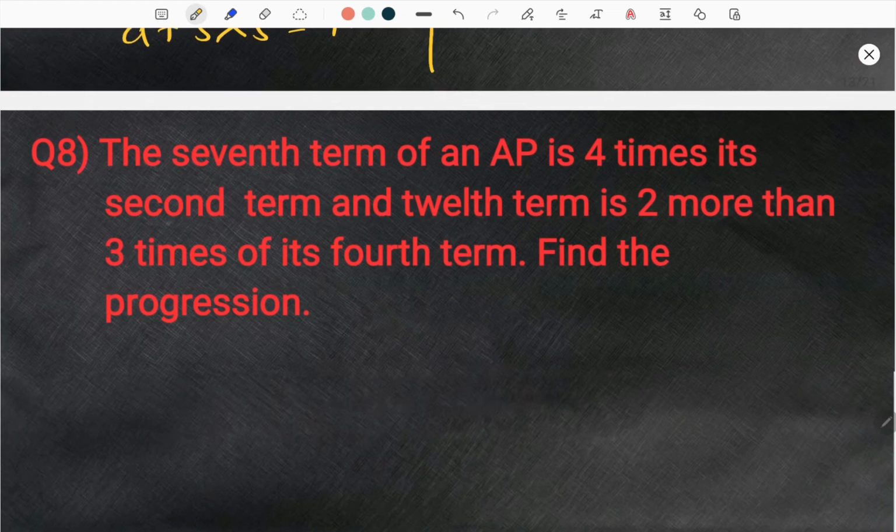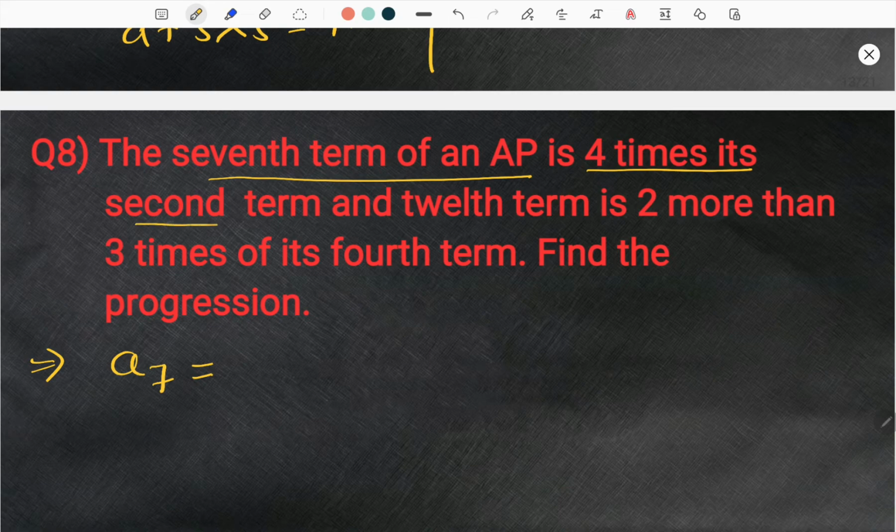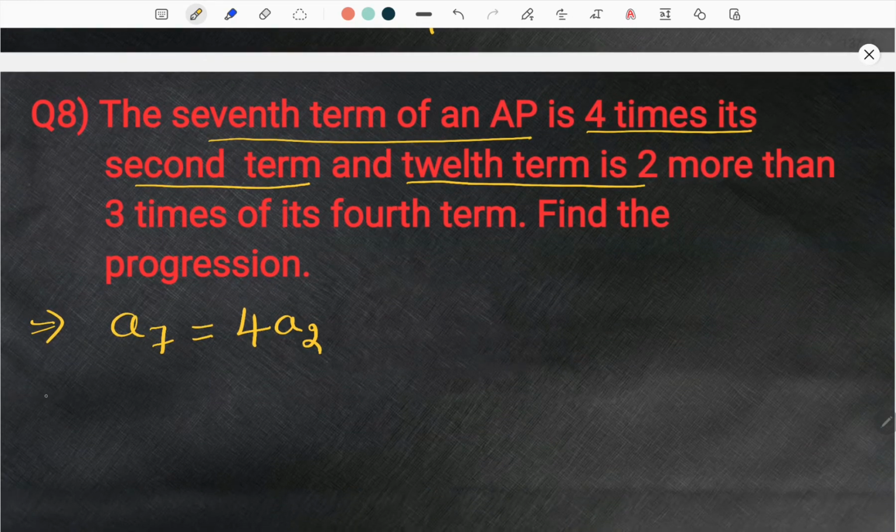Moving forward to the next question. The 7th term of an AP is 4 times its second term. So how to write it? Look at this. The 7th term of the AP, 7th term means A7, is equal to 4 times its second term. This is one situation. And the 12th term means A12. The 12th term is 2 more than 3 times its 4th term. This is the main problem here. Usually students fail to write this situation. Look at this, how to write.